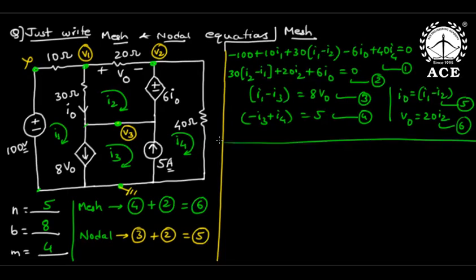First you see them. Minus 100, 10 I1, 13 to I1 minus I2, minus 6 I0 plus 4 I4. 13 to I2 minus I1, 20 I2 plus 6 I0. Sorry, I1 minus I3, because you're going down, I1 minus I3 is 8 V0 and I4 minus I3 is 5. I0 is I1 minus I2, V0 is 20 I2.